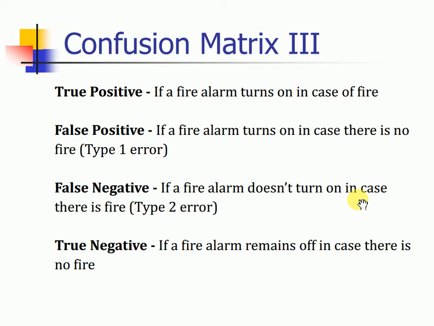Now there's something called false negatives. So if there's fire in a building and the fire alarm doesn't go on, then that is false negative. This is what is type 2 error, which is a fatal error in machine learning.